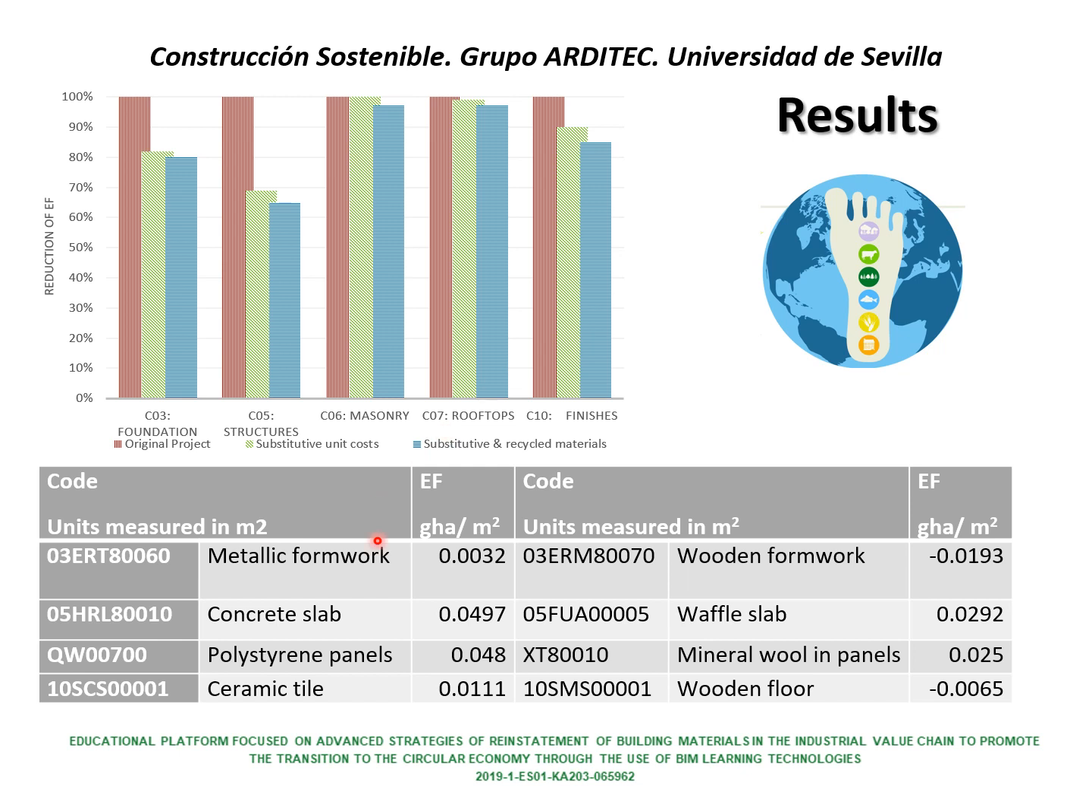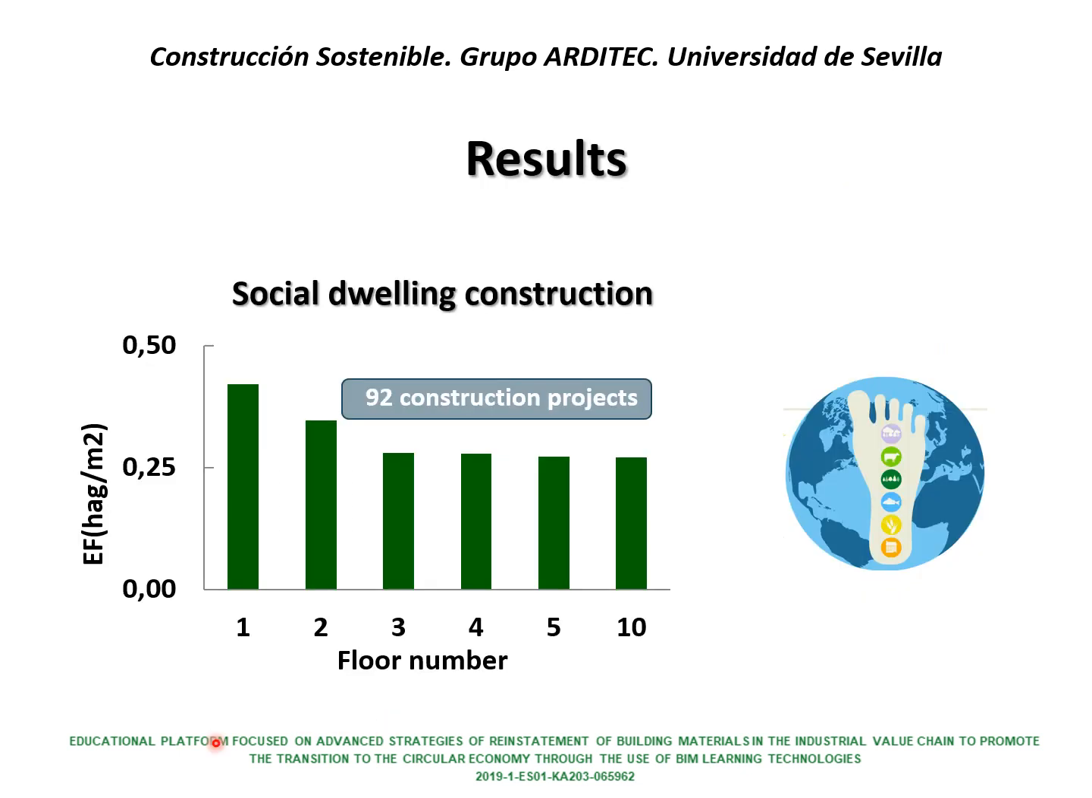Also, if we compare our project with others, we have analyzed 92 construction projects in Andalusia. These are our dwellings, social dwellings. And here you can see that single family buildings are the ones with the highest impact, and then up to 3 floors it is stable. The impact per square meter of floor remains basically constant.